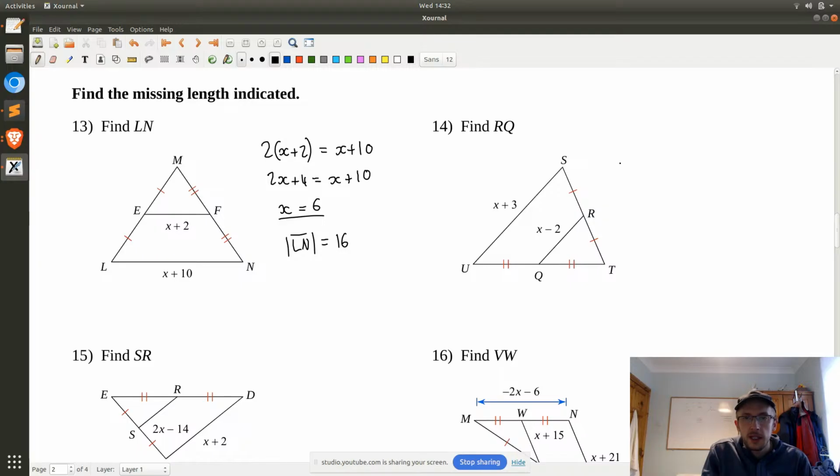We need to find the length of RQ. So we know that 2 times x take 2 is equal to x plus 3. So 2x take 4 equals x plus 3. So x is equal to 7. And if the length of the segment RQ is x take 2, then the length of the segment RQ must be 7 take 2, which is 5. And we check, and that's correct.